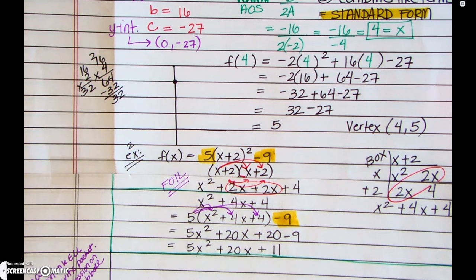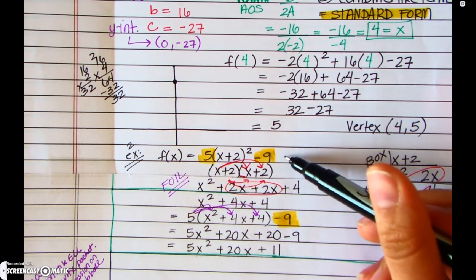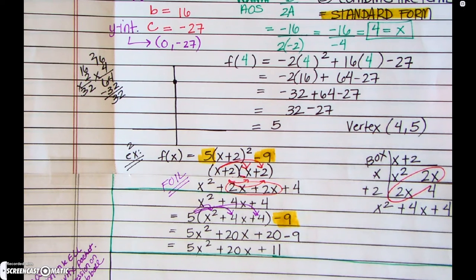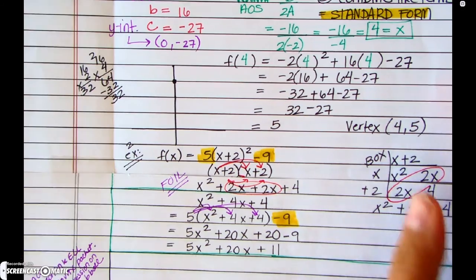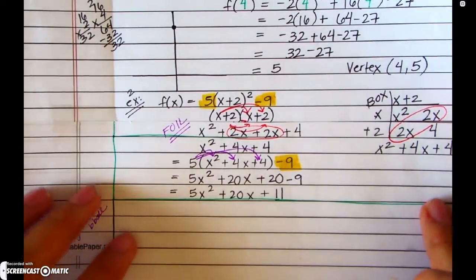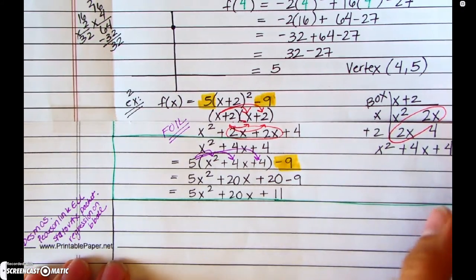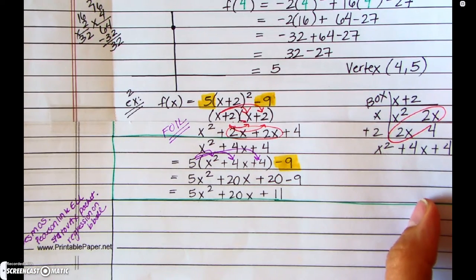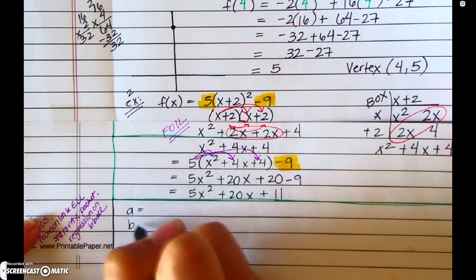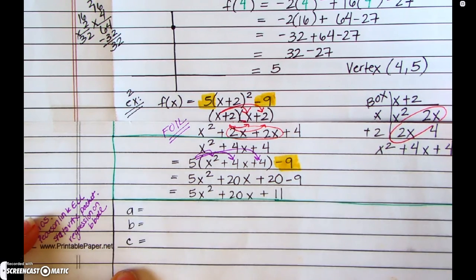Okay. So we are finished with that question. We are finished changing it from vertex form to standard form. Ding, ding, ding, ding, ding. Now all we need to find is the key attributes for this function. So our key attributes are going to be your vertex, your axis of symmetry, maximum or minimum, all that good stuff. Okay, so I need you to write down A equals, B equals, and C equals.